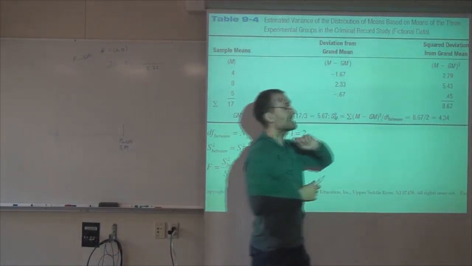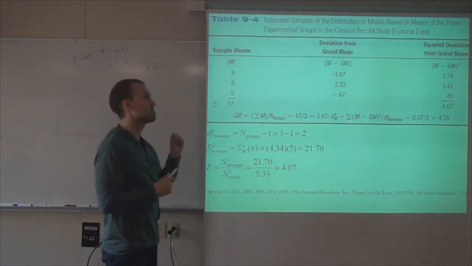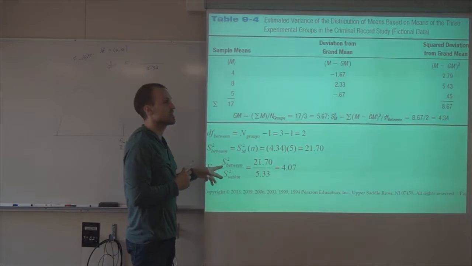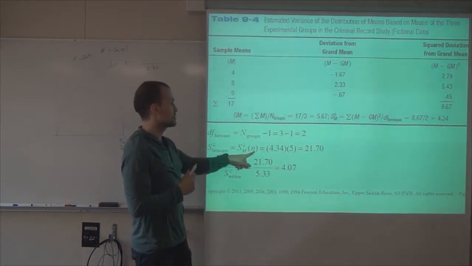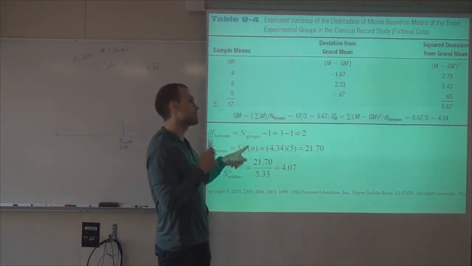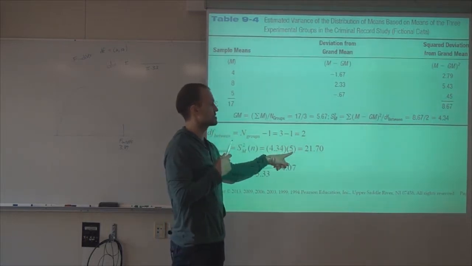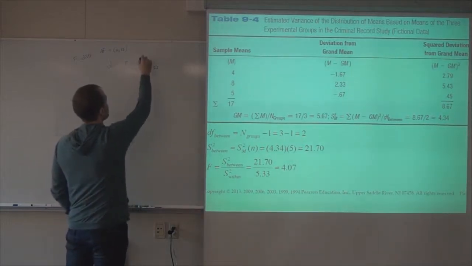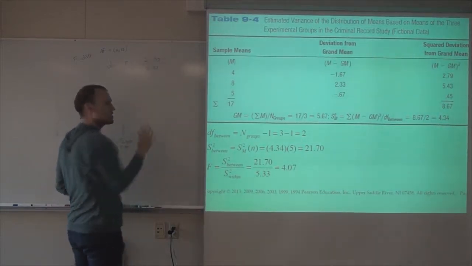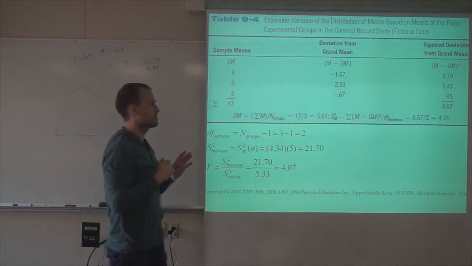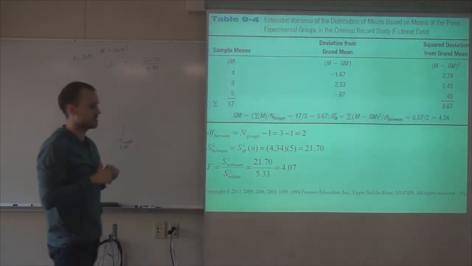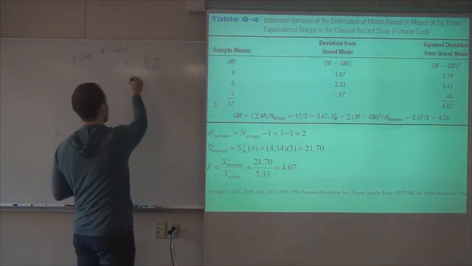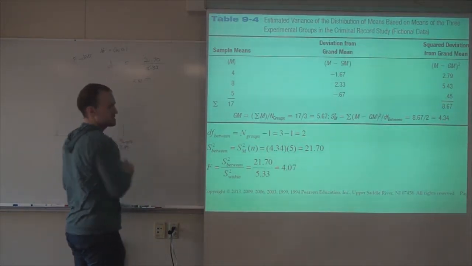4.34 is an estimate for the variance of the distribution of means. My F ratio involves population variance estimates. So I have to multiply that by the sample size of the original samples, which is 5, to get 21.7. So a lot of little things to keep track of, but you do this a few times, it's not that bad. So I calculate my F ratio as 4.07.